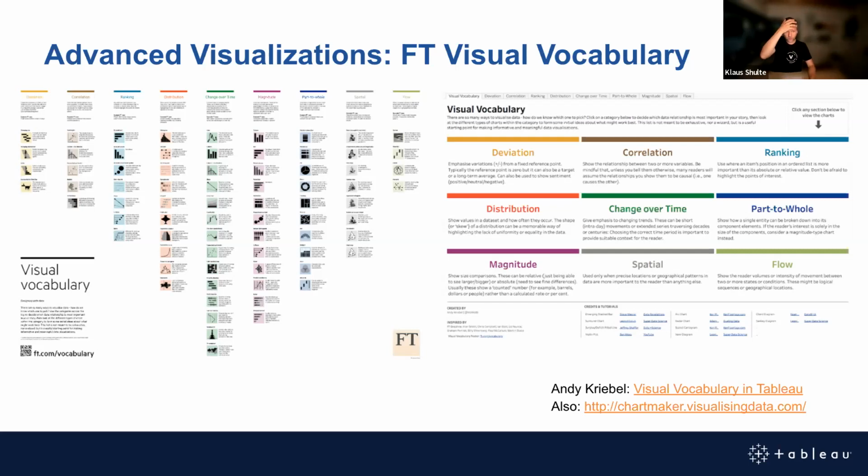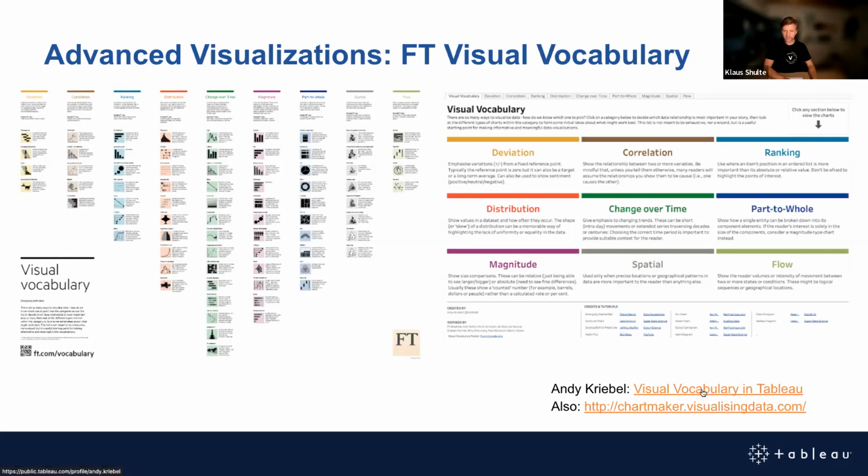And I'm sure many of you will have come across the visual vocabulary from the Financial Times. And this is one of my favorite resources to just get inspiration on which chart type to use when I want to show a certain relationship in my data, from deviation over correlation, ranking, distribution, and so on and so on. And we will dig into this visual vocabulary a little bit next time. In the meantime, two great resources we want to share with you.